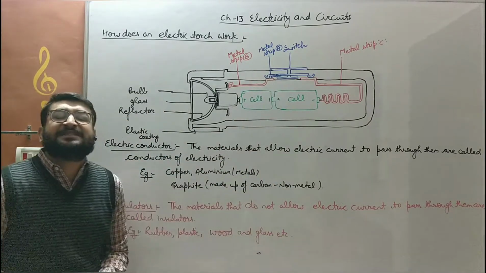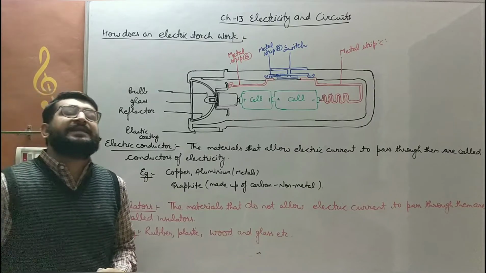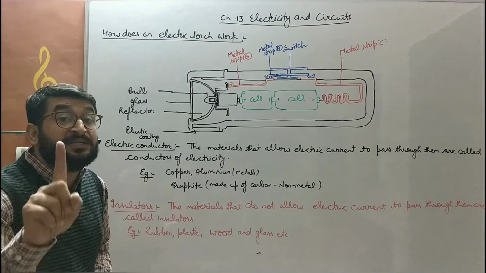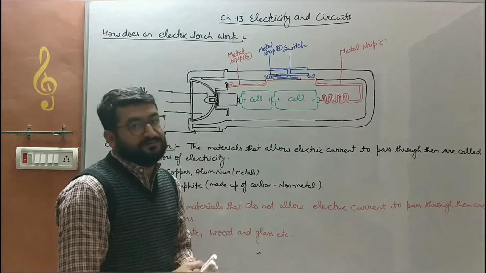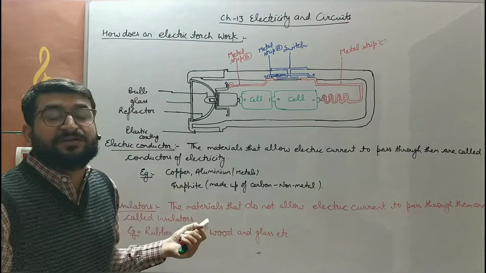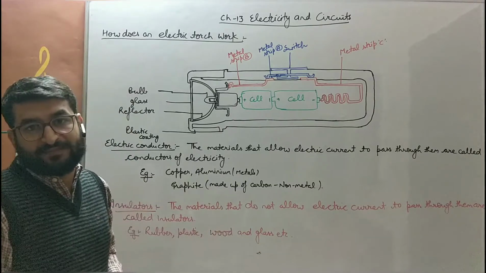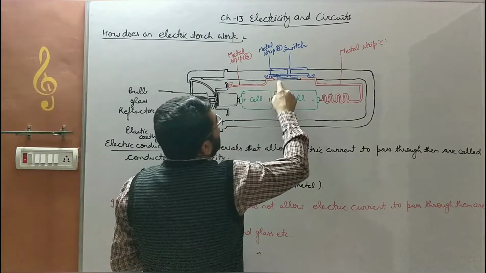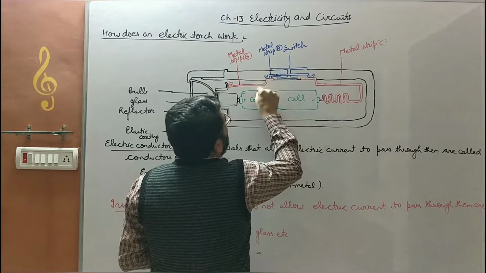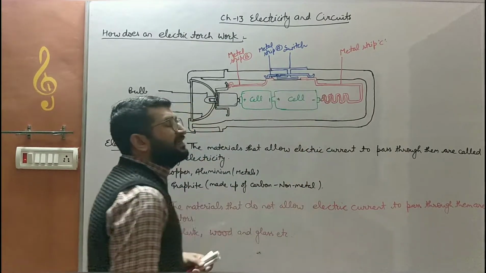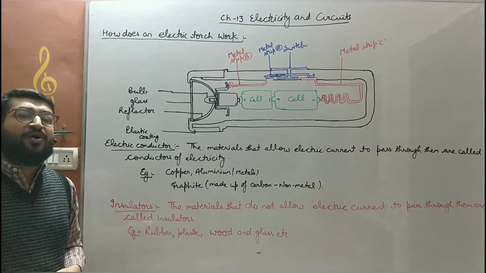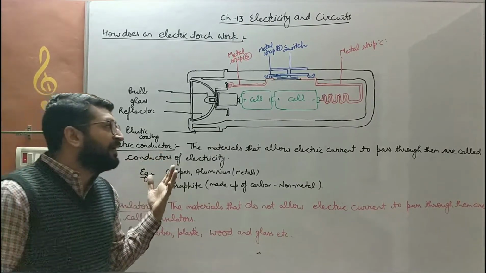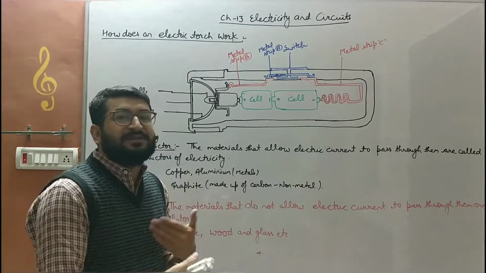If it is not in contact, the circuit will be incomplete, and in an incomplete circuit no current will be able to pass, and in the absence of current there will be no electricity and no lighting. So when this metallic strip slides over metallic strips B and C, the circuit will become either complete or incomplete. That's how the electric torch turns on and off.